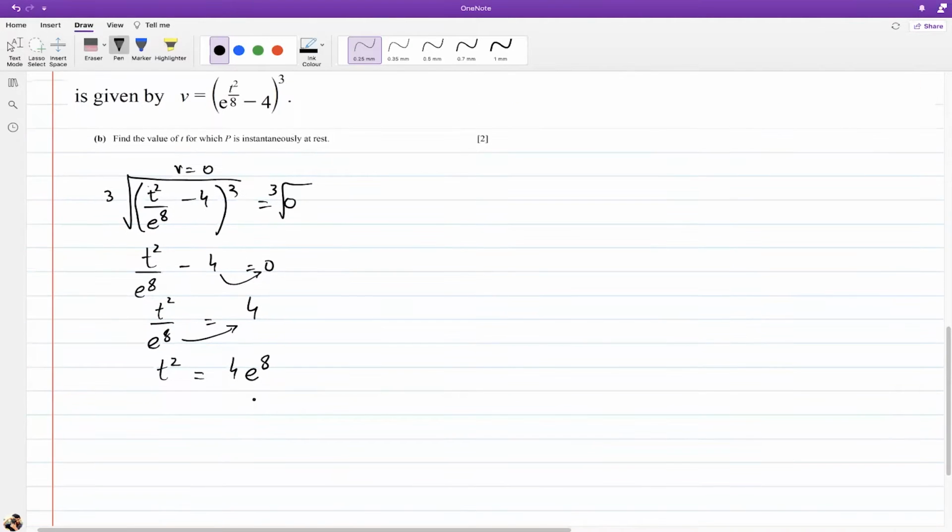No need to put this in a calculator and get a different value. Then you take the square root of this. Now plus and minus both, because this is velocity. Velocity always has a direction, so it can be plus and minus both. That means plus and minus. The square root of 4 is 2, and the square root of e power 8 is e power 4. And there you go, that is your answer.